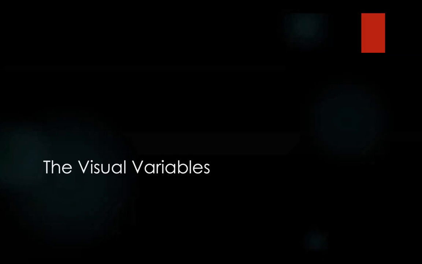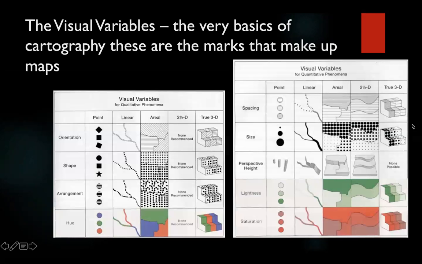So let's back up some and talk about the basics of cartography, the visual variables. The visual variables are the very basics of cartography. These are the marks that make up maps.